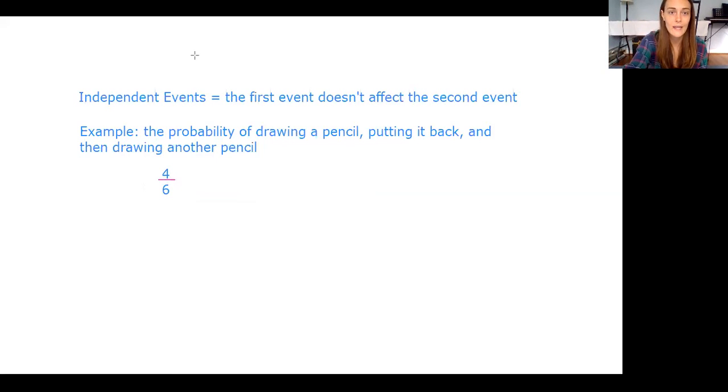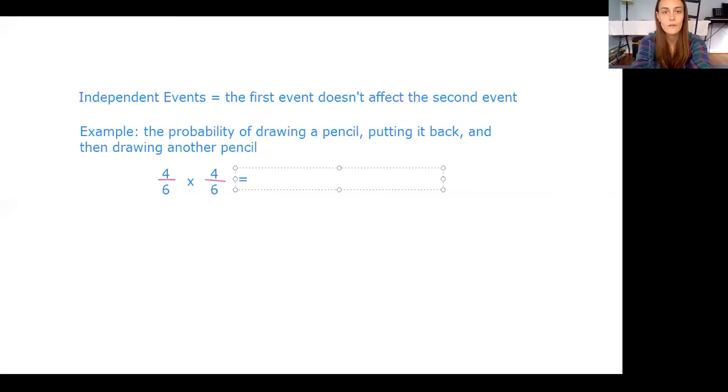And now to find the probability of drawing a pencil again, well, I put the pencil back in the jar. So I still have 6 utensils and only 4 of them are pencils. So the probability of me drawing a pencil again is still 4 out of 6. So the probability in total of me drawing a pencil, putting it back, and drawing another pencil is 4 out of 6 times 4 out of 6.